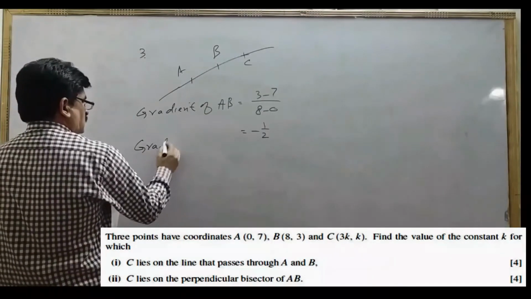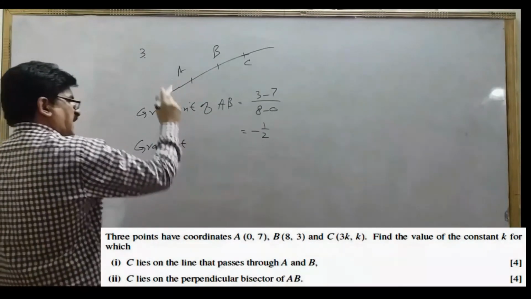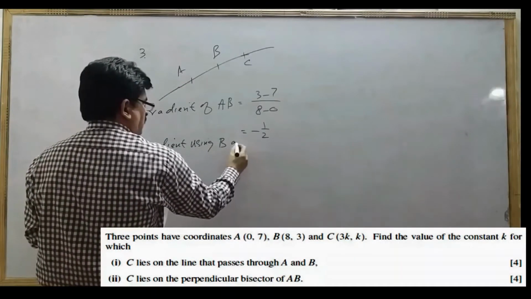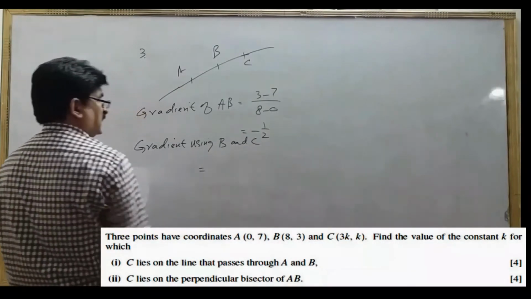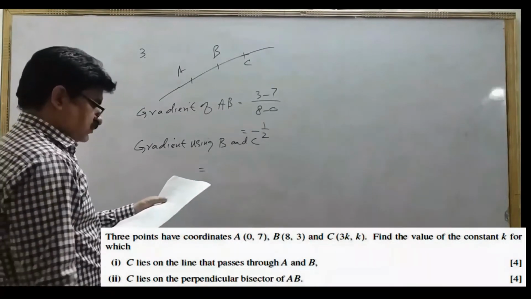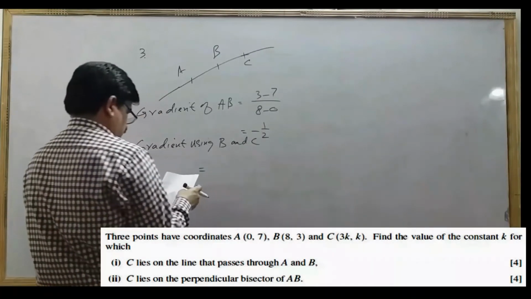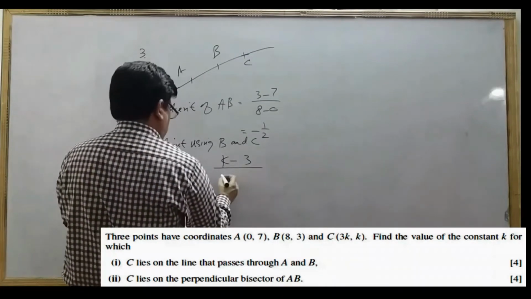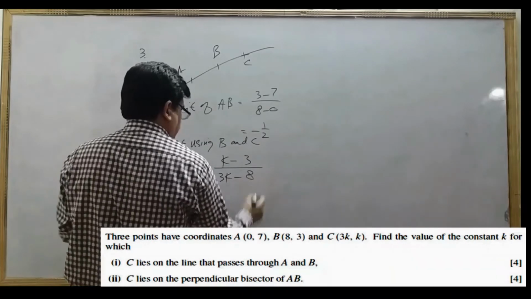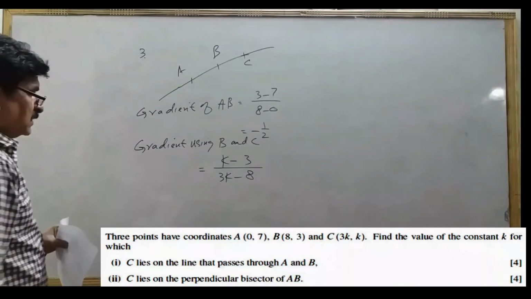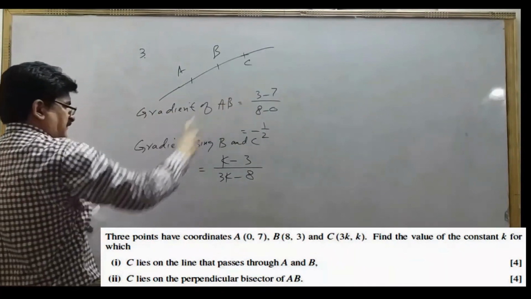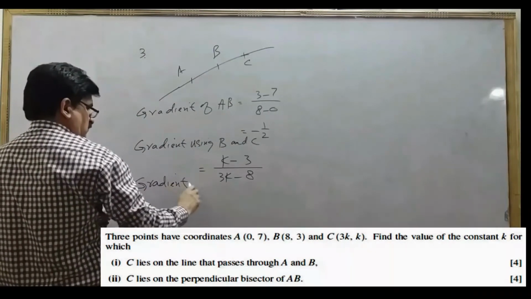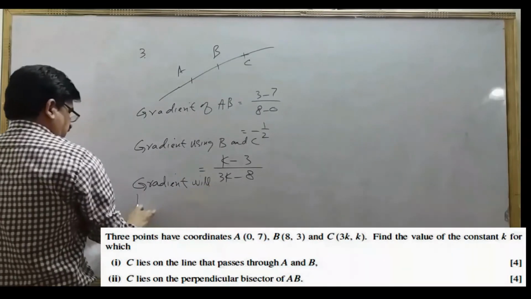Gradient of the same line using points B and C: if you choose B and C, the gradient will be (k minus 3) over (3k minus 8). Now the gradient will be the same.